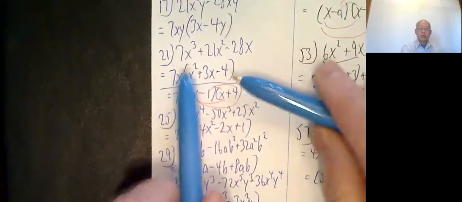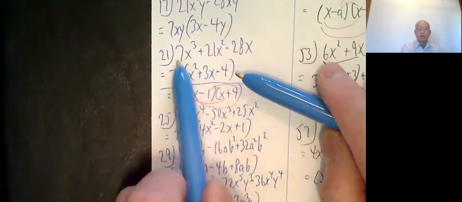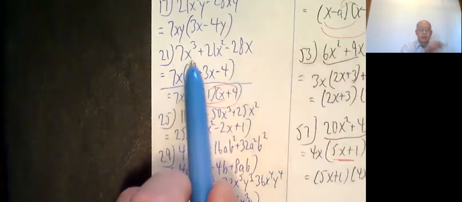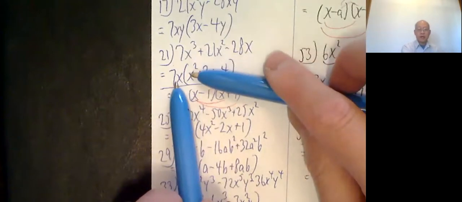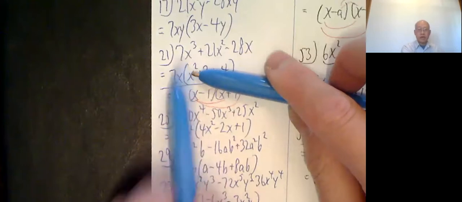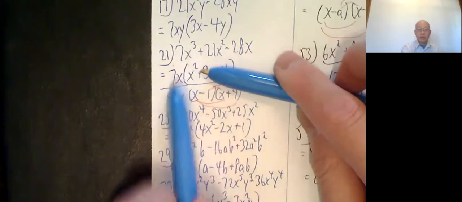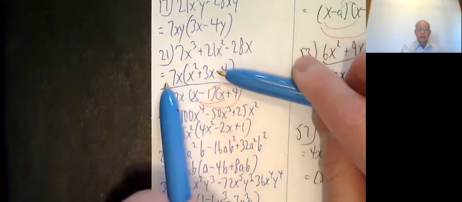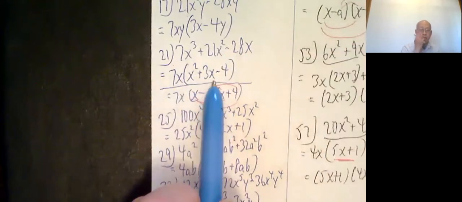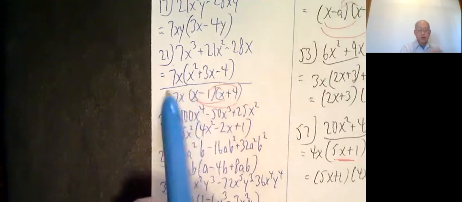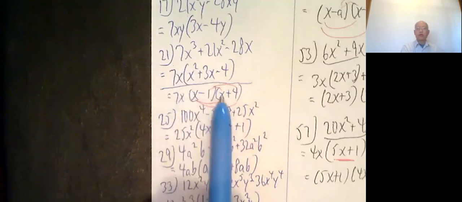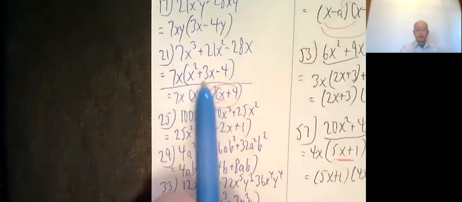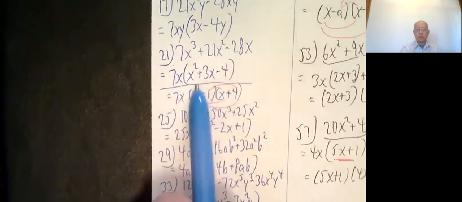21, 7x cubed plus 21x squared minus 28x. They have 7 in common. X cubed, x squared, and x, so you can take out an x. What's left behind? Or you can say, what do you multiply this by to get that back? X squared. What do you multiply this by to get that? 3x. What do you multiply this by to get negative 28x? Minus 4. You can stop there, but we will learn later, and some of you maybe already know how to do this, that this further factors into x minus 1, x plus 4. You need two numbers whose product is negative 4 and whose sum is 3, so that would be a positive 4 and a negative 1.